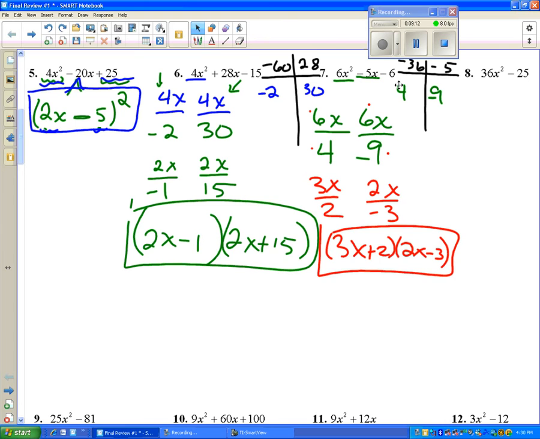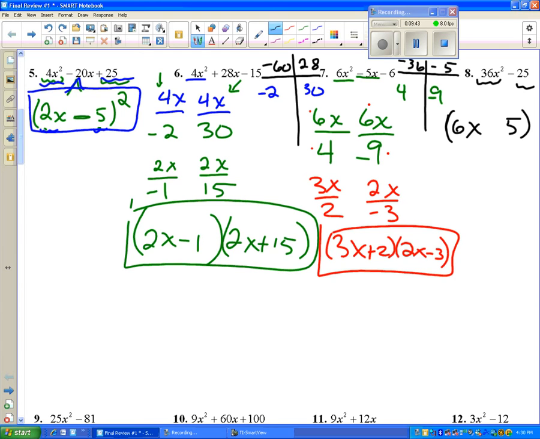All right. Last, number 8. Again, I want to start the same way. Is this a perfect square? The answer is no. There are only 2 terms. If there are only 2 terms, the only thing I know to do for factoring is a difference of squares. So I have to see if these are perfect squares. Is 36x squared a perfect square? Yes. What? 6x. Is 25 a perfect square? Yes. What? 5.